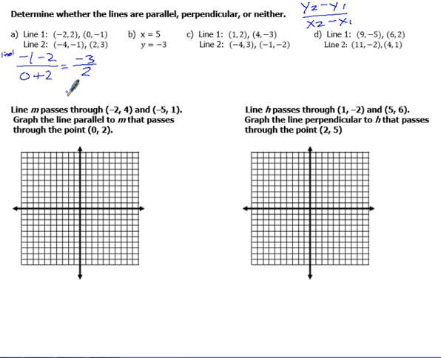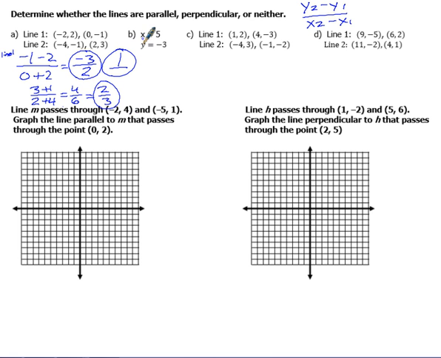Line 2, now I'm going to find that slope. So 3 minus -1, and then 2 minus -4. That gives me 4 over 6, which as a fraction simplifies to 2/3. If I compare these two fractions, they are not the same, therefore they wouldn't be parallel. However, these are opposite reciprocals, so these two lines would be perpendicular to each other.